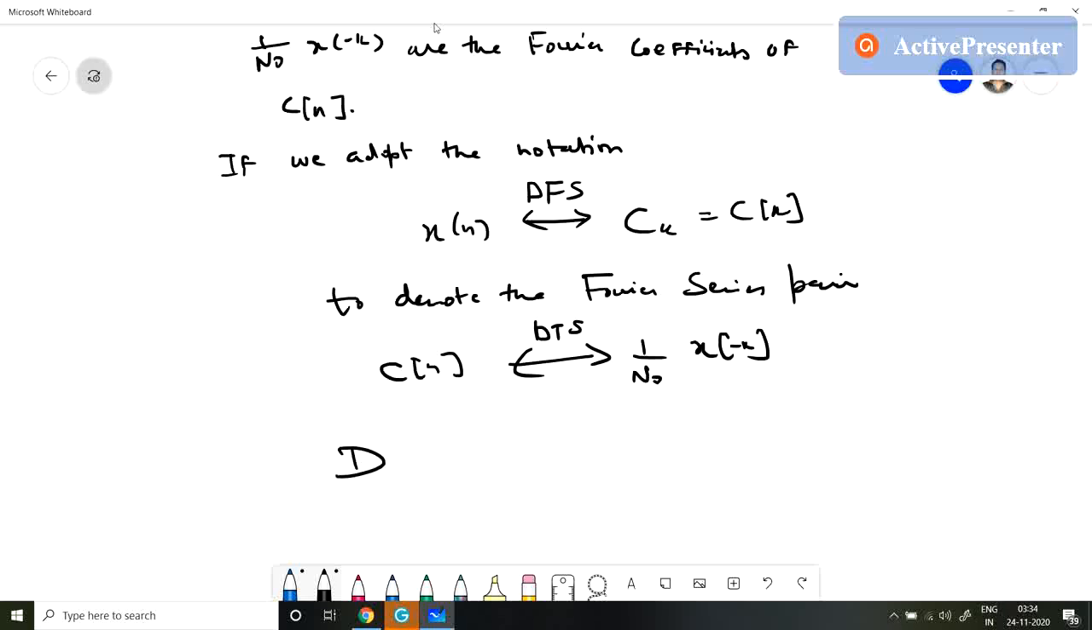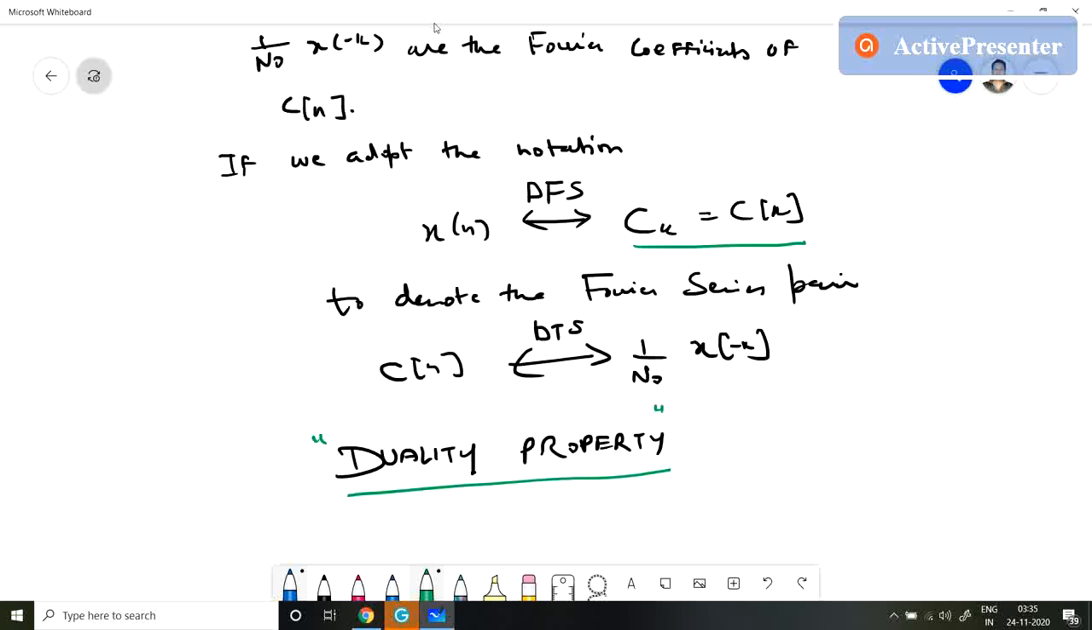So this property is called the duality property. So x[n] has discrete Fourier series Ck. Now if we replace k with n, and find the discrete Fourier series, it is 1 divided by N naught x of minus k. Instead of n, we take minus k, also multiplied by 1 divided by N naught. This is very simple. So these two relations tell us about the duality property.